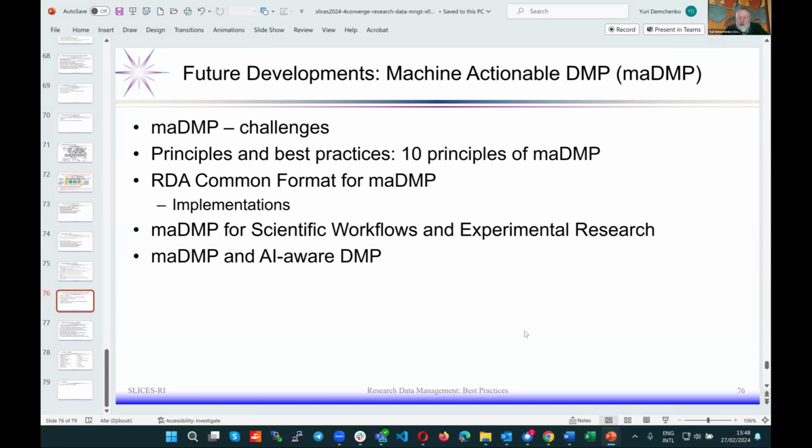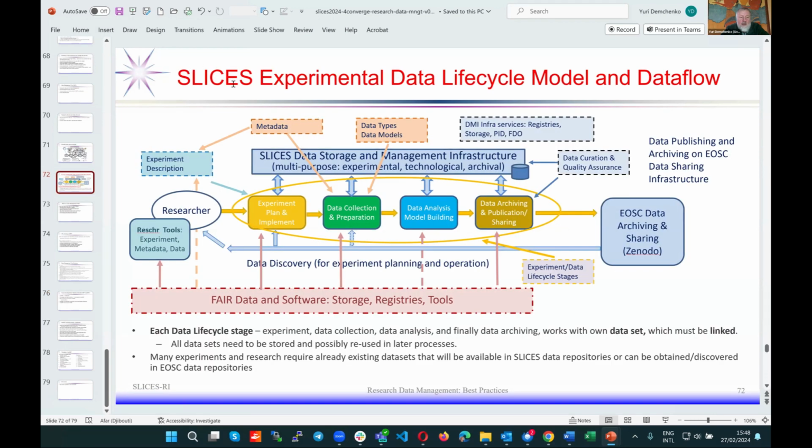Okay, on this I finish because we need time for discussion, questions, and so on. The slides will be available, so you can look. For your reference, this is how in SLICES we see the experimental data lifecycle model and data flow. And these are the points in the data flow where we plan to include FAIR compliance: data collection, experiment, data collection, analytics, and archiving. Maybe this will be the last slide that will stay for discussion.